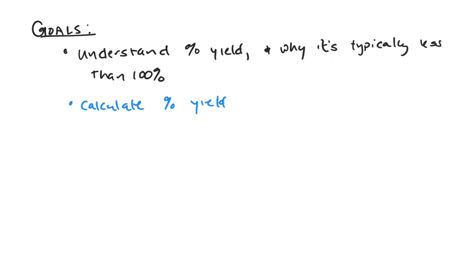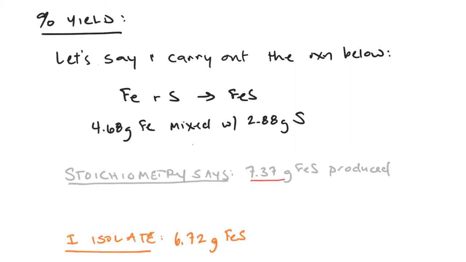Okay, so our goals for the video are to understand what percent yield is and why the yield of a reaction is typically less than 100%, and then to be able to calculate percent yield as part of our stoichiometry problems.